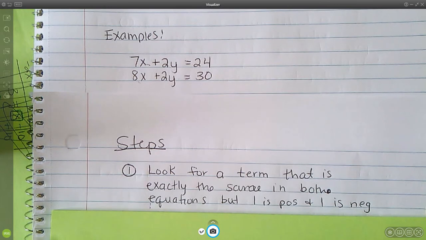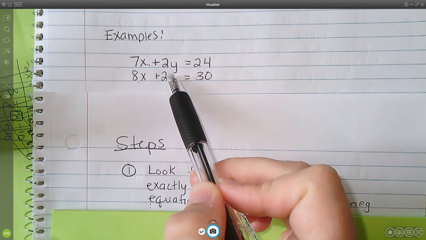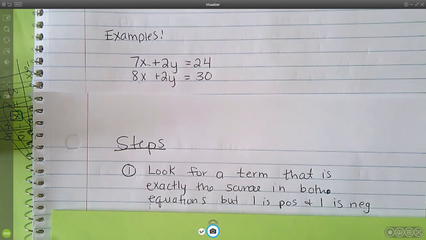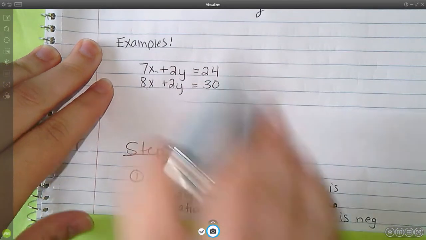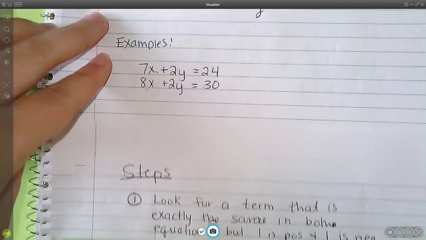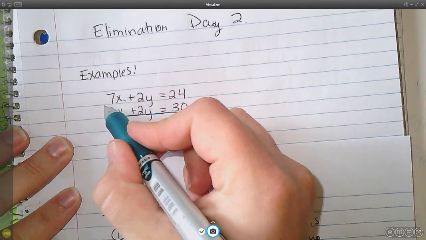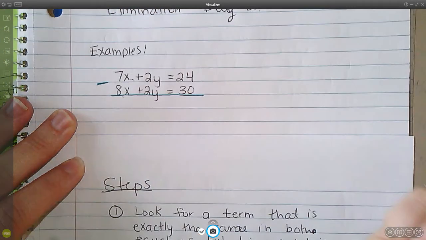If you go back to Monday's class, we talked about the pizza and the drinks. We decided that we can add any two equations or we can subtract any two equations. So if these two have the exact same sign, you can't add them, you have to subtract. So let's go ahead and do that. You put the line underneath. Now instead of adding, we're going to subtract.